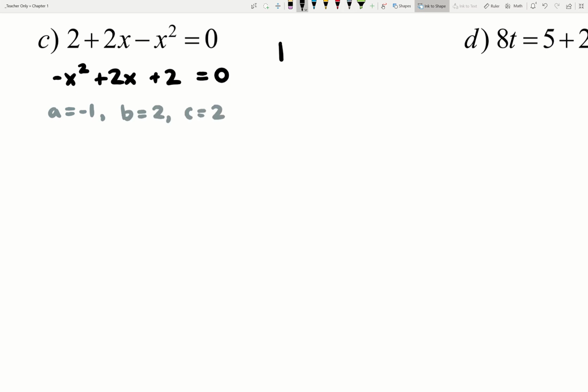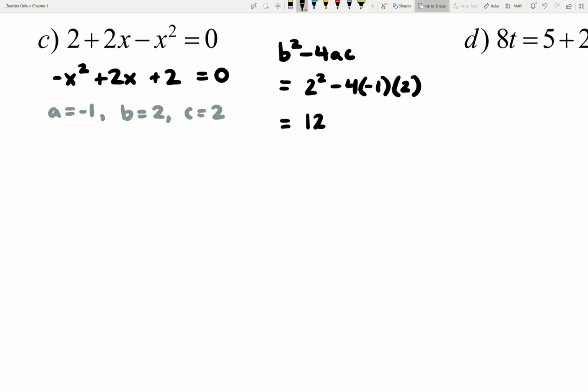Let's calculate that discriminant. So b squared minus 4 times a times c, that's going to be equal to, playing the role of b is 2, so I'll say 2 squared, minus 4 times a, which is -1, times c, which is 2. Again, I'm just going to type that whole expression into my calculator and figure out what that discriminant is in one fell swoop. It looks like that's going to be +12.